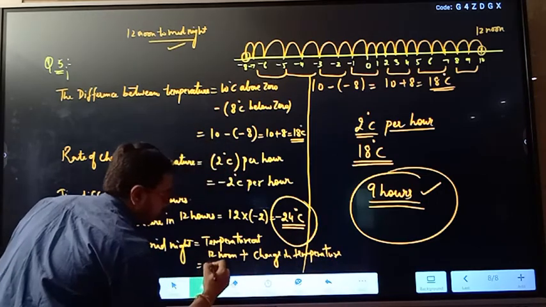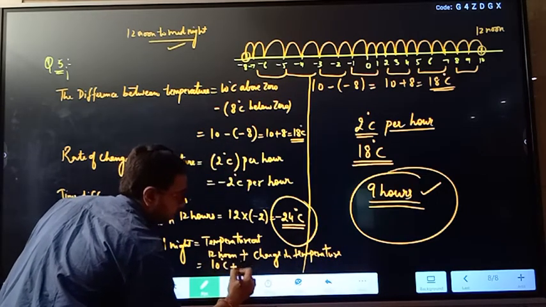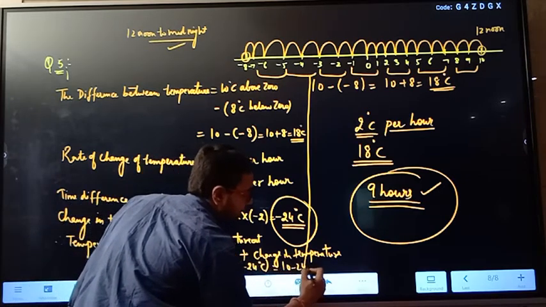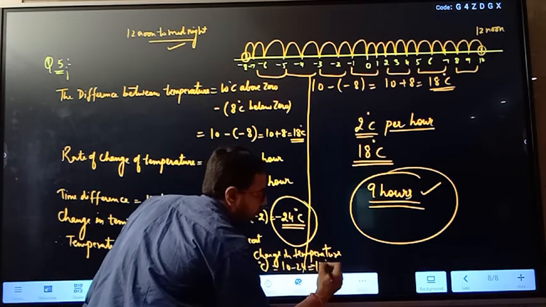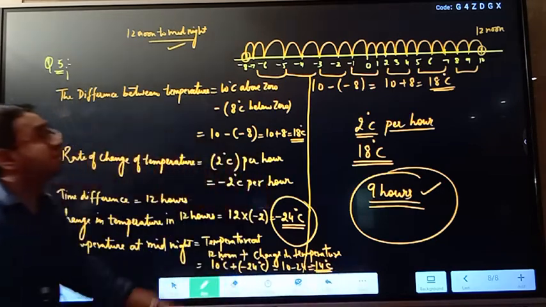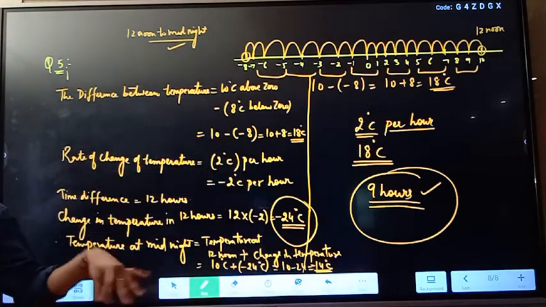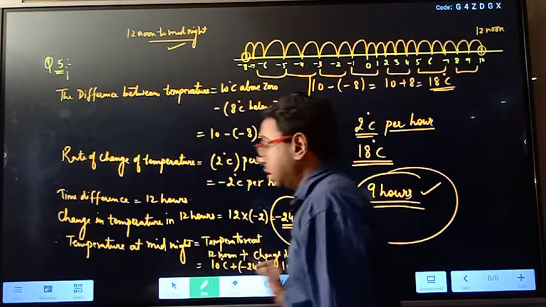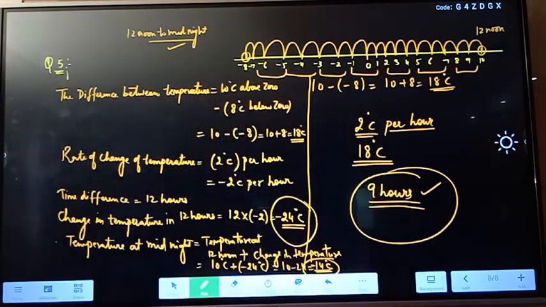So therefore 10 degrees Celsius plus minus 24 degrees Celsius, that's 10 minus 24, that is minus 14 degrees Celsius. Therefore minus 14 degrees Celsius is the temperature at midnight. So midnight, what is the temperature? Minus 14 degrees Celsius. Clear?